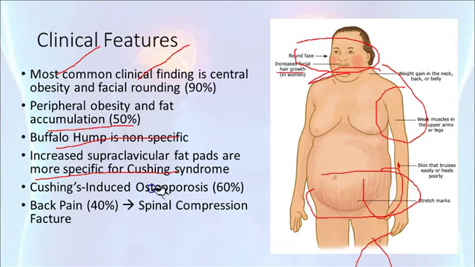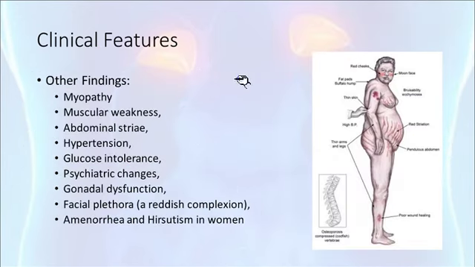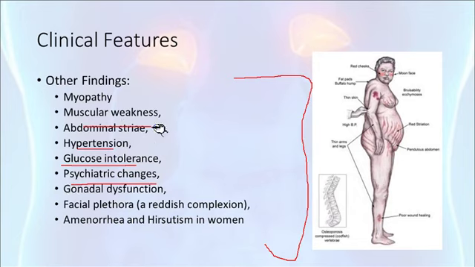Cushing-induced osteoporosis occurs in approximately 60% of patients, and back pain occurs in 40% of patients and is usually a result of spinal compression fractures. Other common clinical findings include hypertension, glucose intolerance, cardiovascular disease, psychiatric changes, abdominal striae, muscular weakness, particularly of the upper limbs and the lower limbs, myopathy or muscle pain, facial plethora or reddening, and hirsutism and amenorrhea in women. You can also have problems with the spine, which result in osteoporosis and spinal fractures as well.